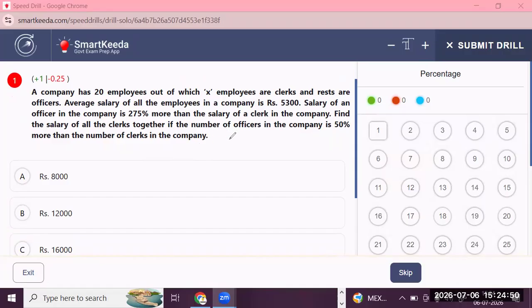X clerks is X, officers is 20 minus X. The average salary of all the employees in the company is 5300. The salary of an officer is 275 more.